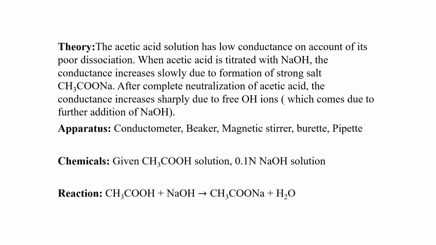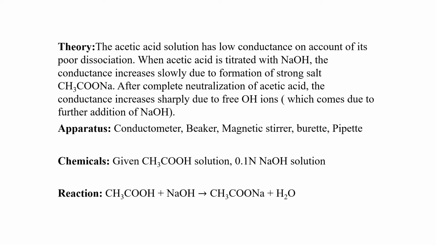Now we will see the theory of this experiment. As we know, acetic acid is a weak acid, and due to its poor dissociation, it gives a low conductance value. When acetic acid is titrated with NaOH, which is a strong base, the conductance increases slowly due to the formation of a strong salt, sodium acetate. After complete neutralization of acetic acid, the conductance increases sharply due to free OH ions, which come from the further addition of NaOH.